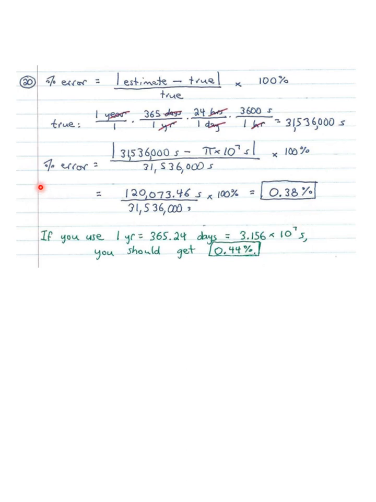So then we calculate the percent error, and you can see I've filled in the values into the formula in the top line. You can follow through what I've done here, and I get 0.38%. Now I mentioned that if we want to be more precise, a year is actually 365.24 days. And so I've written down here in green, if you actually do that more precise value, you'll get that a year is 3.156 times 10 to the 7th seconds, and in the end your answer would be 0.44%.